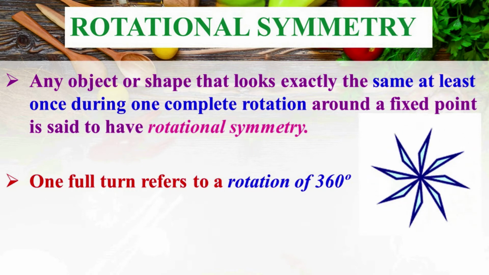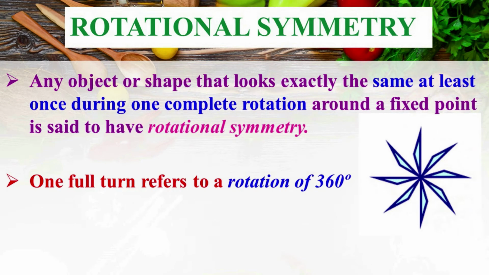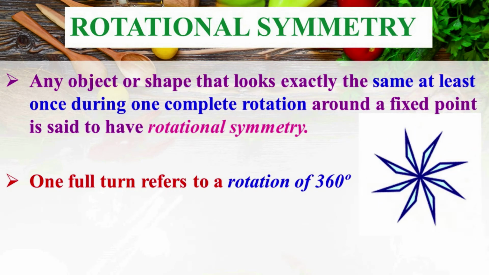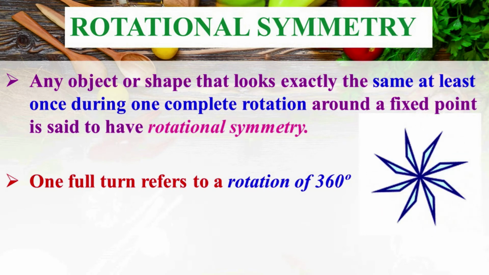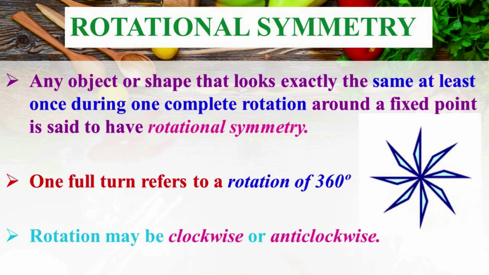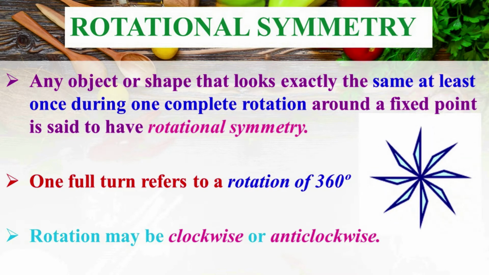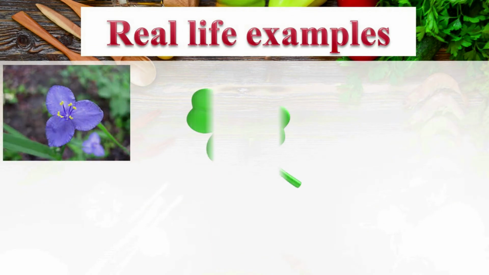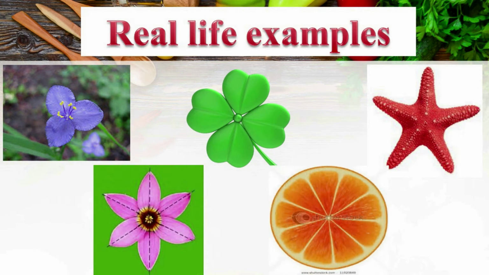One full turn refers to a rotation of 360 degree. If you start to rotate and end your rotation at the same place where you started, that full rotation is 360 degree. Rotation may be clockwise or anti-clockwise. We can rotate in clockwise or anti-clockwise direction to get the same shape. Some real life examples are flower, leaf, starfish and orange piece.